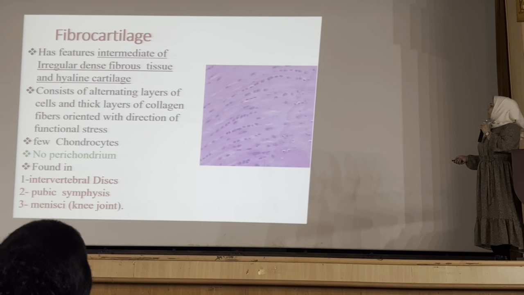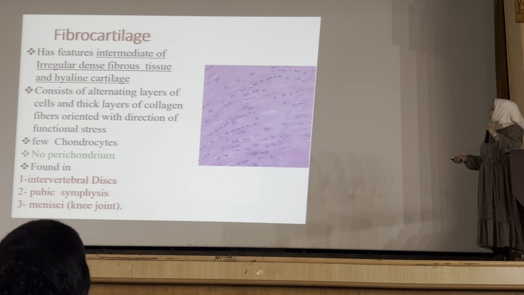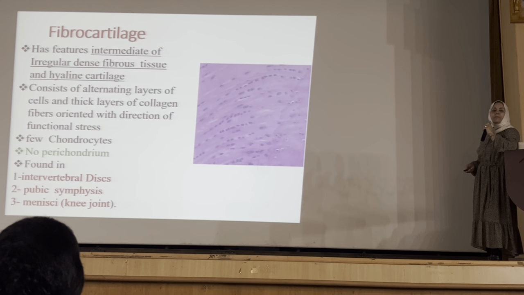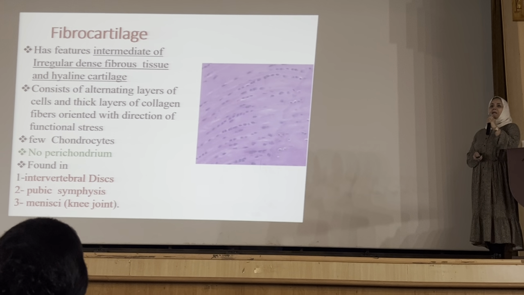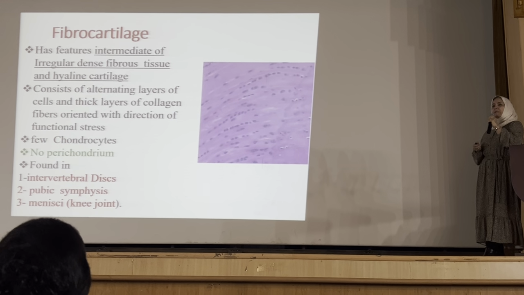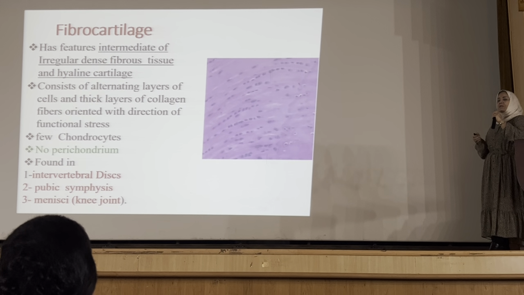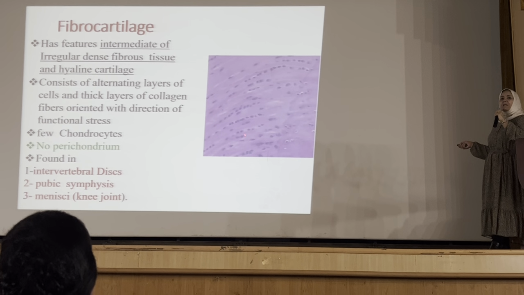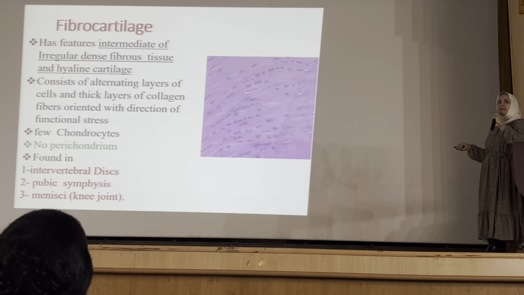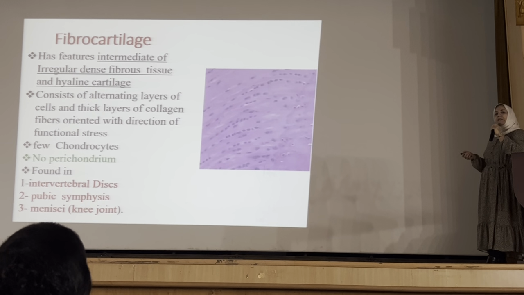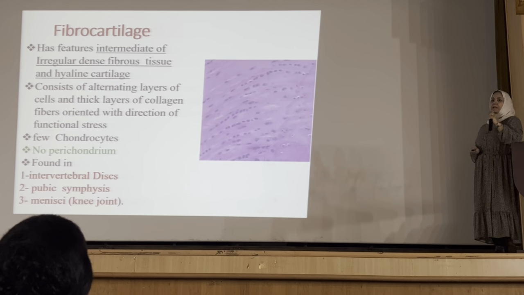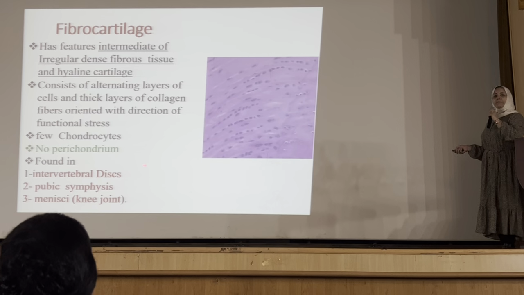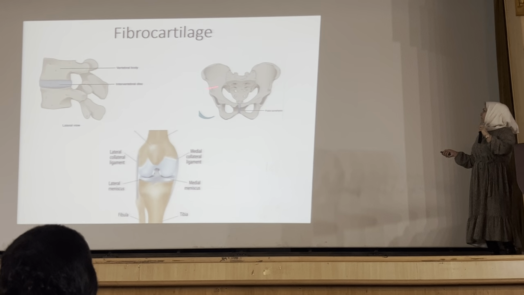The fibers are oriented with the direction of the functional stress. It contains few chondrocytes. As you see, the number of cells here is very few in comparison to the previous two types, the hyaline and elastic. No perichondrium is found in these areas.